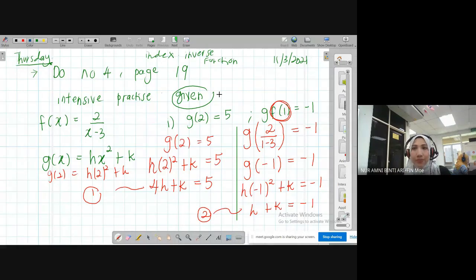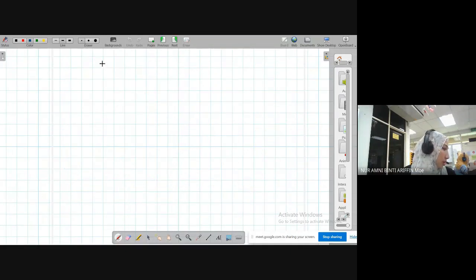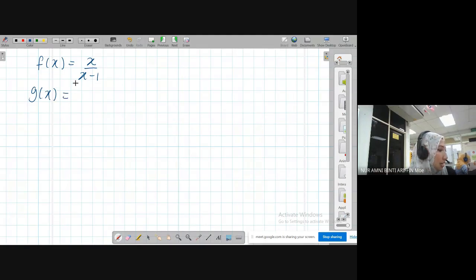Yang ini, okay, siapa yang dapat tadi? Sekejap. So this one, okay. First, you have to substitute the value of H and K in the function of G lah. Sebab you kena dapatkan the real function for Gx, which is, okay, Fx equal to X over X minus 1. And then Gx, tadi dah dapat the value for H and K, right? So just substitute the value H and K in the function of Gx, which is you akan dapat Gx equal to 3X minus 1.